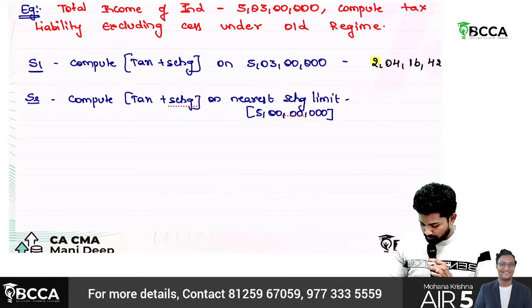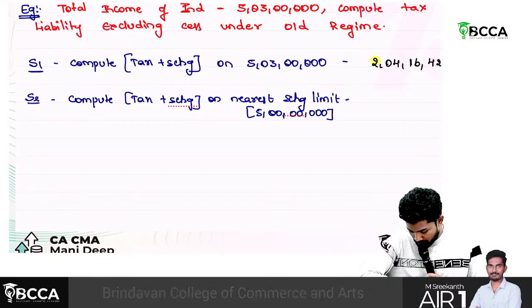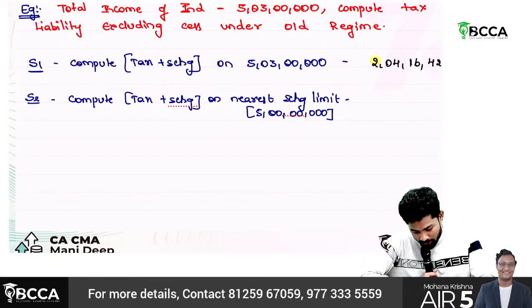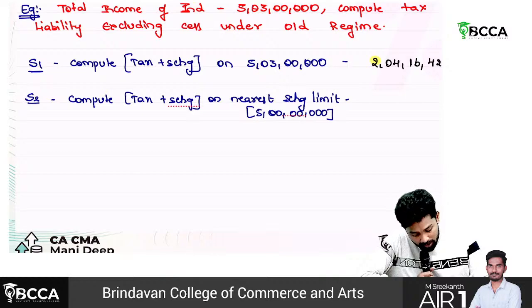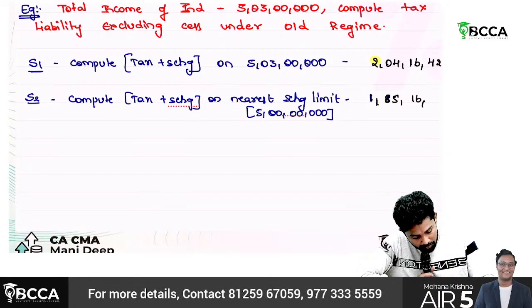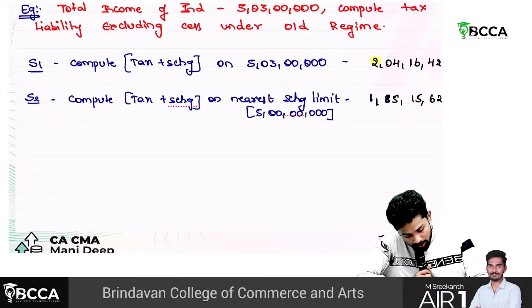So these people already did it. Marginal relief is 16 lakh 800. Okay. See, what is the tax here? Step 2, 1 crore 85 lakh 16,625. Okay. Then what should we do?